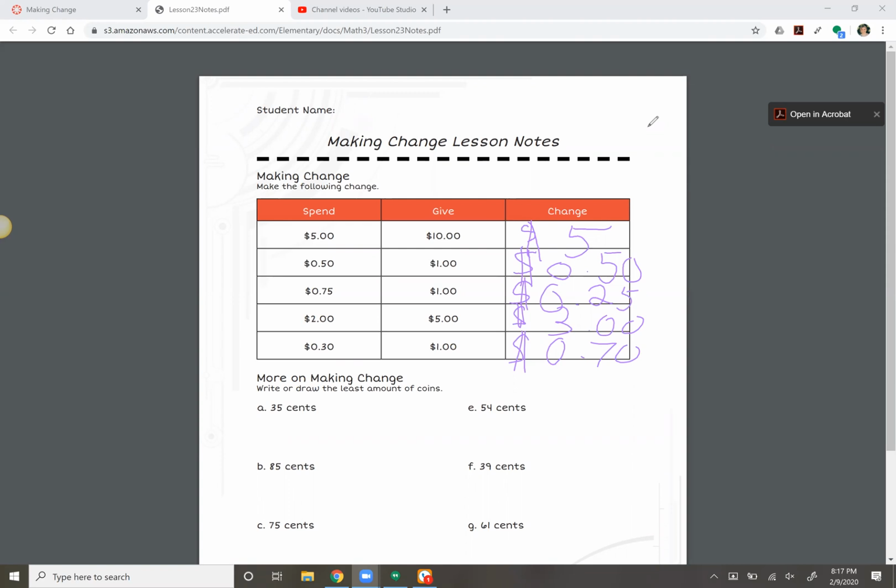So just remember, it's that simple subtraction. 1 minus 75 is 25. 5 minus 2 is 3. 1 minus 30 is 70. You just have to add in the decimal and the money sign. You can do it in your head. I know you can.